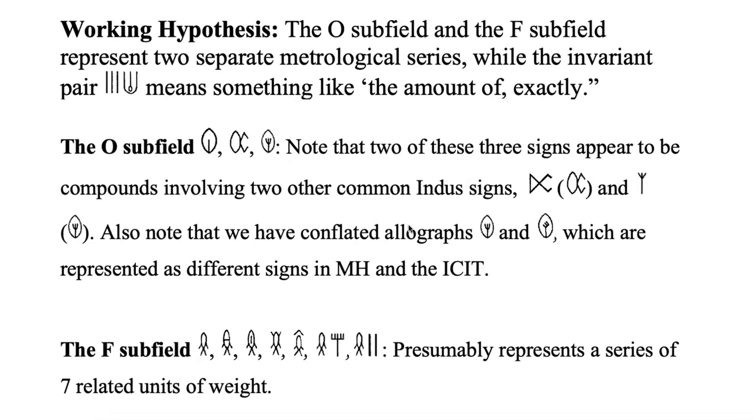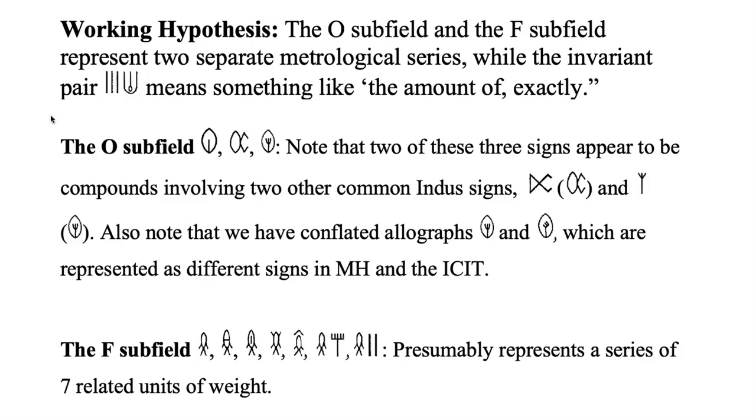As part of that hypothesis, we're going to say that the O subfield and the F subfield probably represent two separate metrological series, meaning two separate series of weights, most likely, while the invariant pair that we have shown right here probably means something like the amount of, or exactly, or something like that. So it's probably a word that's associated with mensuration.